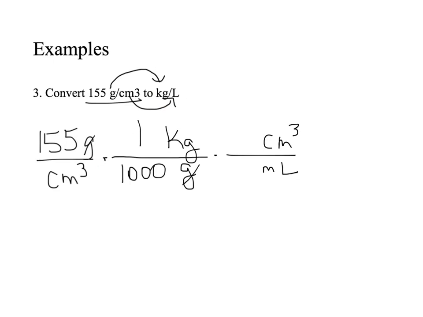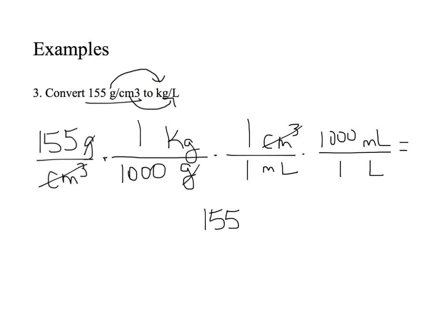And I know I taught you this before, but you might not remember. 1 centimeter cubed is 1 milliliter. They're the same size measurement. Okay, so now we've canceled our centimeters cubed, and we're in milliliters. And so we have to go from milliliters to liters. Which of those is bigger? A liter. And there are 1,000 milliliters in 1 liter. So in this example, we get 155 kilograms per liter.